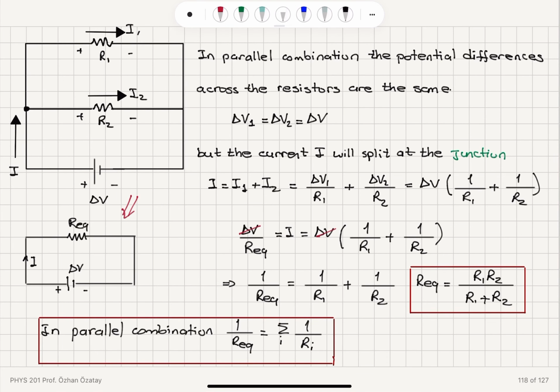Now, in parallel combination, the potential differences between the terminals of the resistors should be the same. However, the currents should add up. I1 plus I2 is equal to I. So conservation of charge, but at the same time, the fact that we must have equipotential points here, these are connected by metals, this is basically telling us that the current will split at the junction.